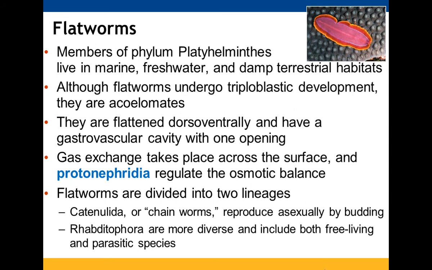They exchange their gases across their surface, and they use protonephridia to regulate their osmotic balance, kind of like we use our nephrons with our kidneys. There are two lineages of flatworms. We have the catenulidia, the chainworms that are able to reproduce asexually, and the rhabditophora, which are the ones you're probably more familiar with. They are both free living and parasitic.